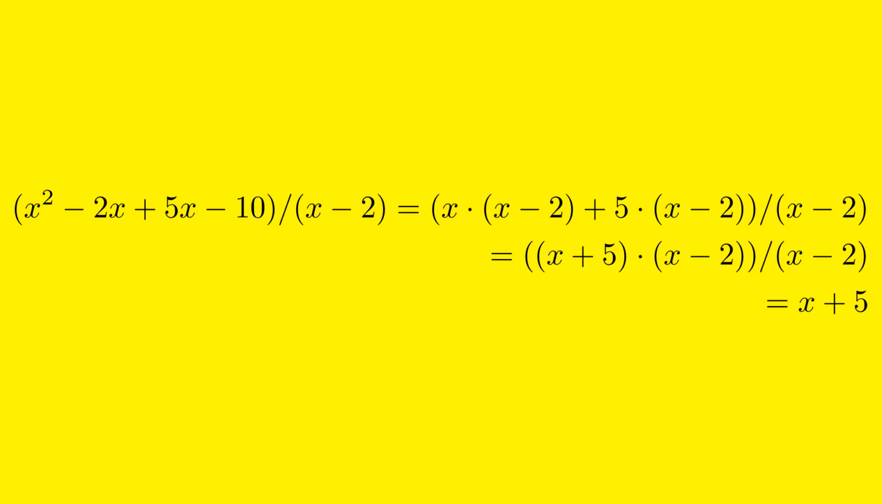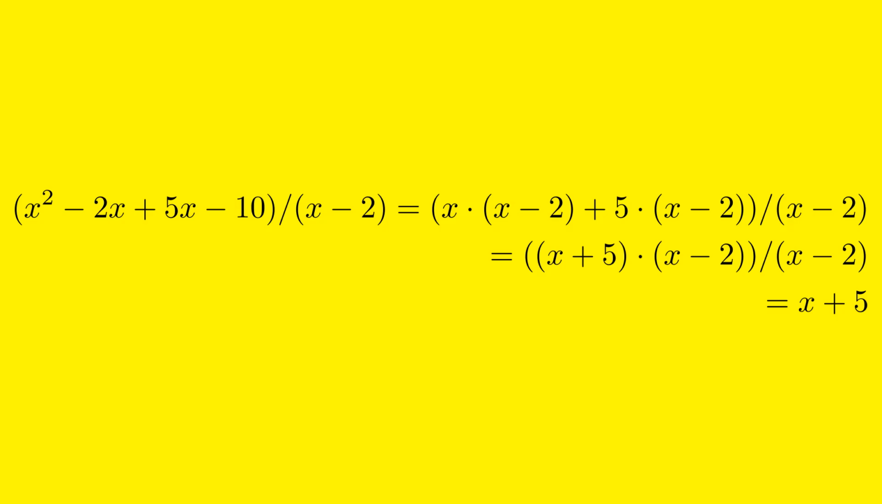Step 2. Now that we have rewritten the original expression as x squared minus 2x plus 5x minus 10 divided by x minus 2, we'll proceed with factoring by grouping. First, we group the terms in pairs. This gives us two groups, x squared minus 2x and 5x minus 10. We then look at each group separately to factor out the greatest common factor.